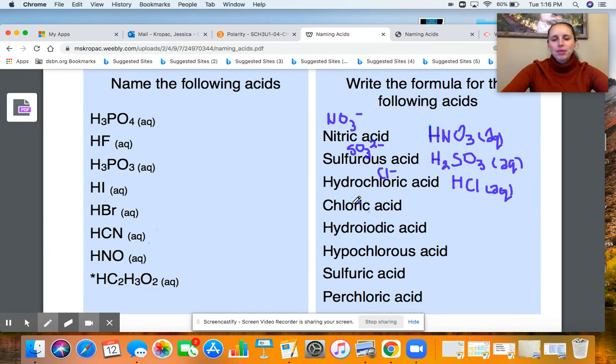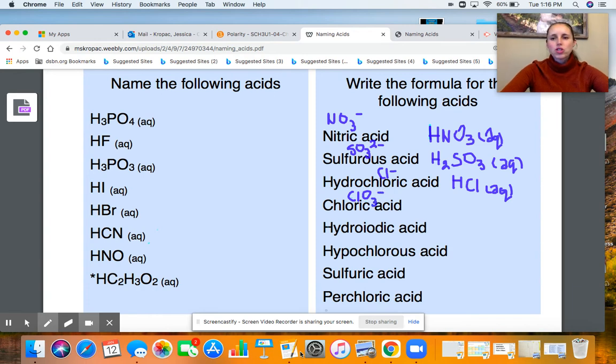All right, let's think about chloric acid. So chloric acid is a polyatomic compound. We know it's an oxo acid because it's got no hydro there. So I'm looking for a polyatomic compound that has an -ate ending because it's -ic, and that has the root chlor-. So I'm looking for the polyatomic compound chlorate. Well, if I look at my chart, chlorate is going to be ClO3, and chlorate has a charge of -1.